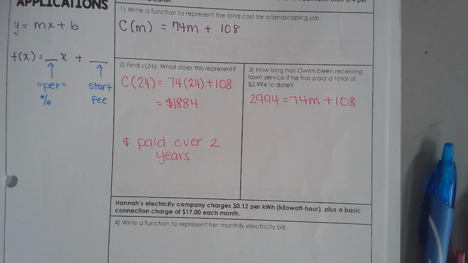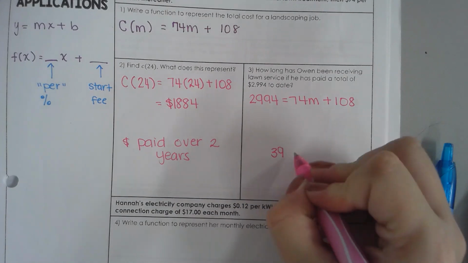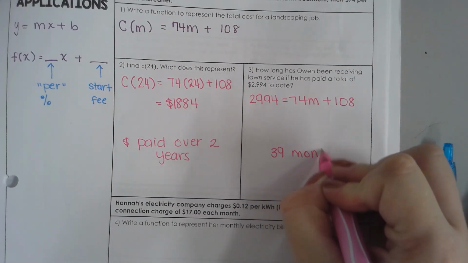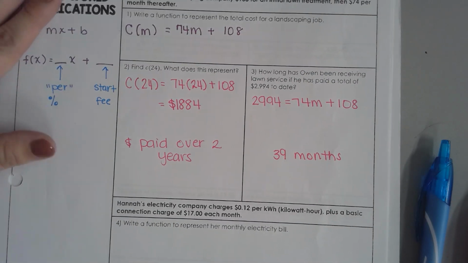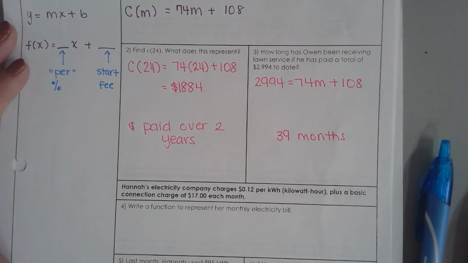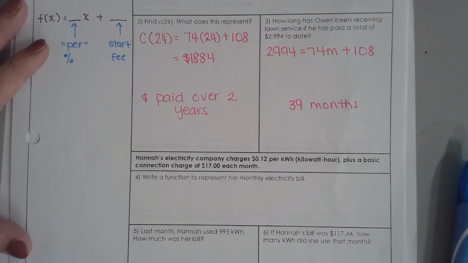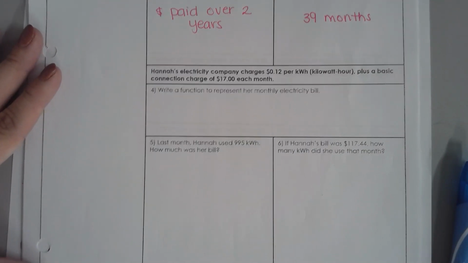Suzanne, have you got an answer yet? 39. 39 is correct. And this is 39 what? Months. So after 39 months, he is paid almost $3,000. Probably lives somewhere where it's warm all year round and gets landscaping. All right. Any questions?